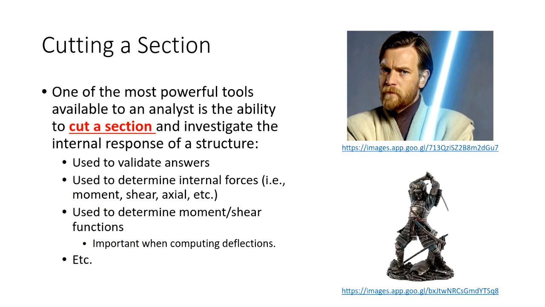When we cut a section, we can use that to validate our answers. So, when we're doing a problem, let's say we're drawing our shear diagram and our moment diagram, and we look at a particular point on the beam and get that the shear is 30 kips. We should be able to cut a section and use equilibrium to verify that the shear is in fact 30 kips at that particular point.